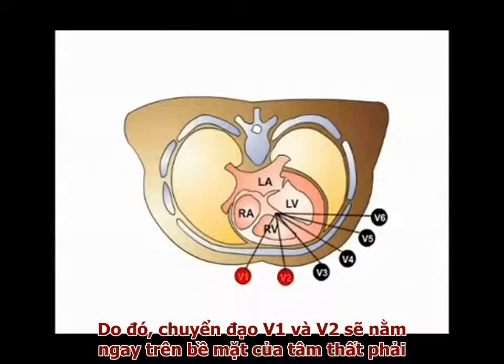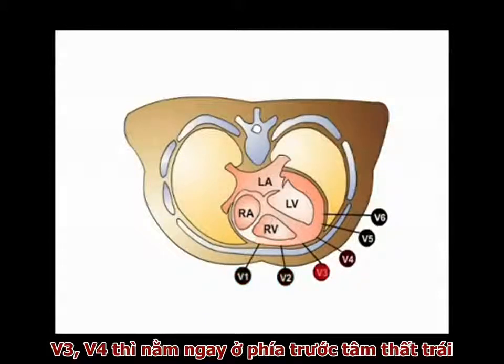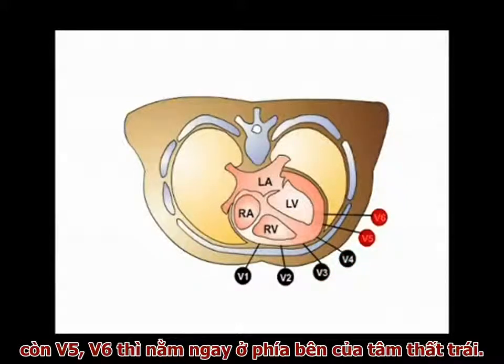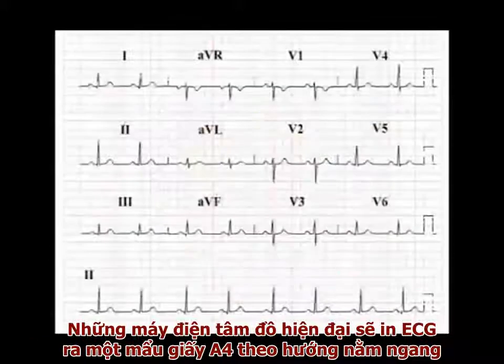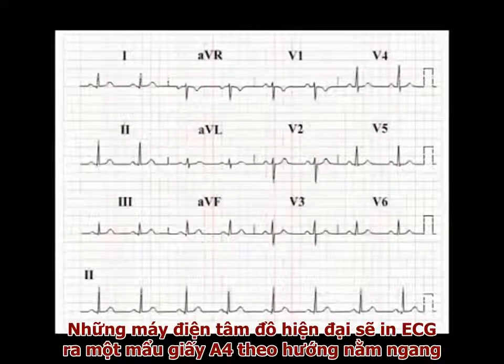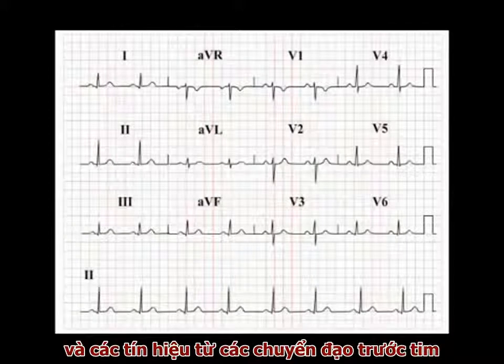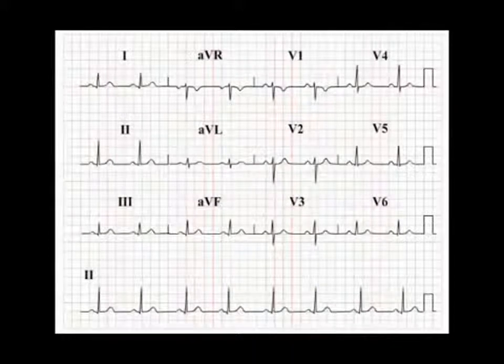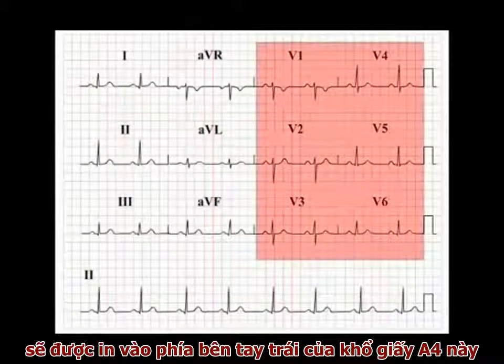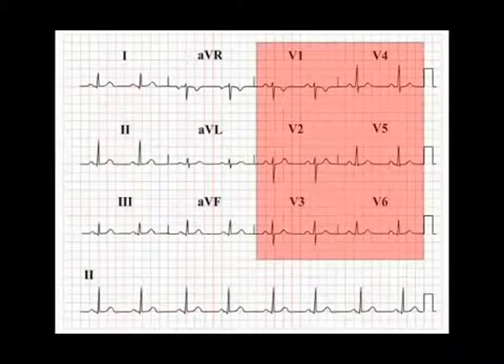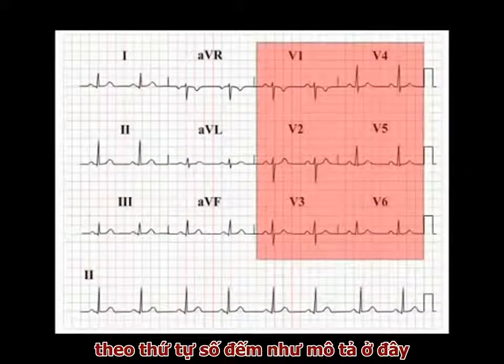Therefore, V1 and V2 face the anterior surface of the right ventricle. V3 and V4 look at the anterior surface of the left ventricle, while V5 and V6 look at the lateral surface of the left ventricle. Modern machines present the printed ECG readout landscaped on an A4 piece of paper, and the signal from each of the chest leads is recorded on the left-hand side of this A4 ECG readout in numerical order as shown here.